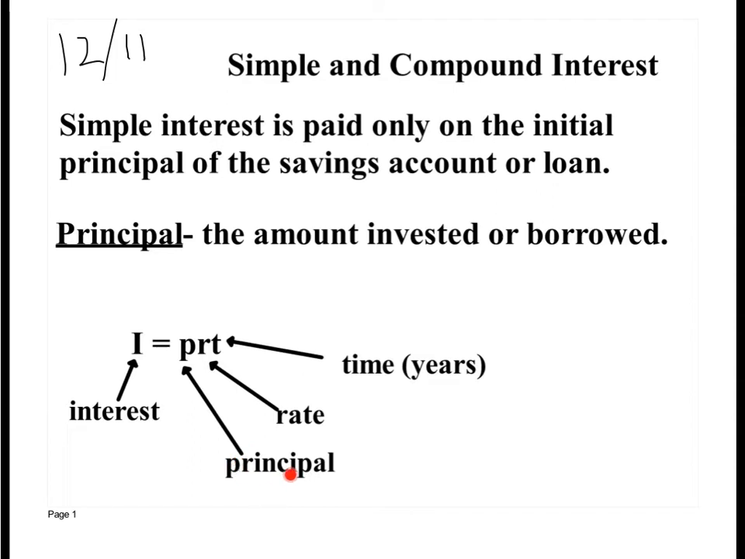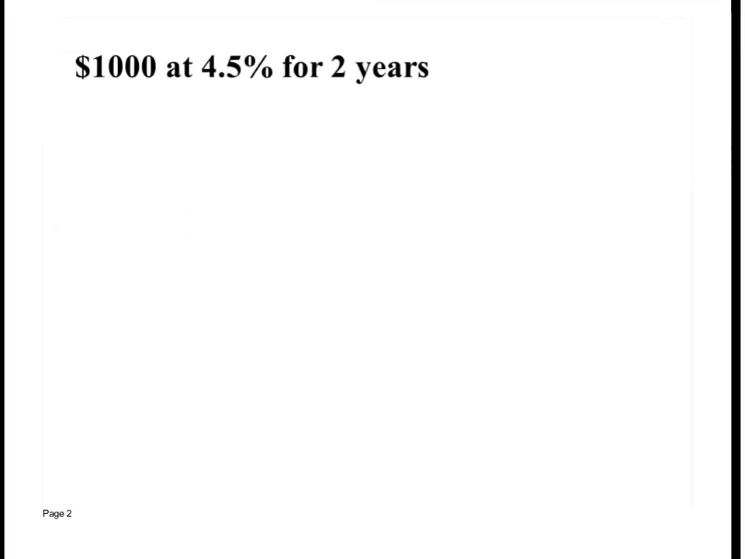So you take how much you invested or how much you borrowed, times it by your interest rate, and then how many years that loan is out there for. That tells you how much you're going to pay in interest. So write this down. So let's say $1,000 was borrowed at 4.5% for 2 years.